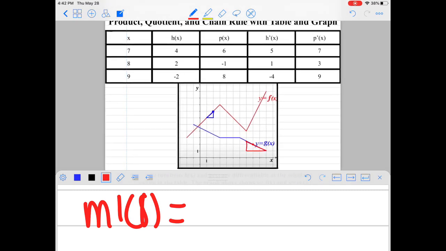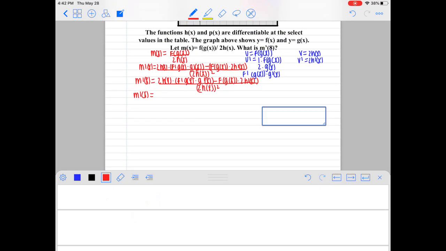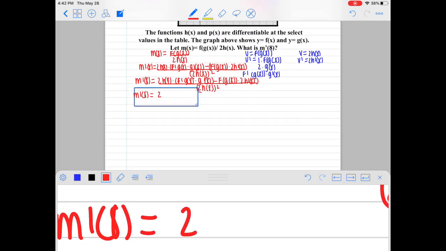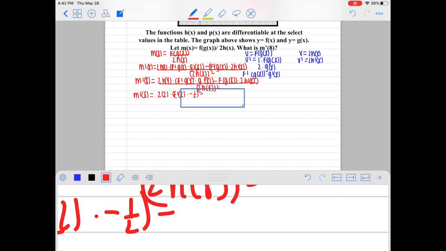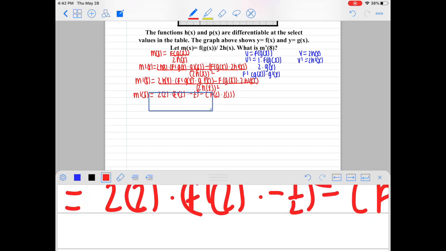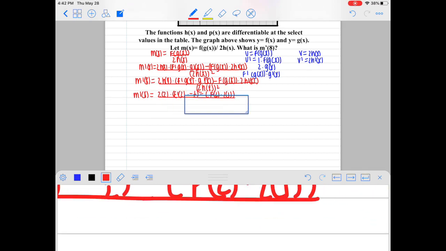So over here, we are going to be using the table for h and h prime values, and for f and g values and their derivatives, we're going to be looking at the graph. Remember, to find the derivatives of values on the graph, we have to calculate the slope at that point.